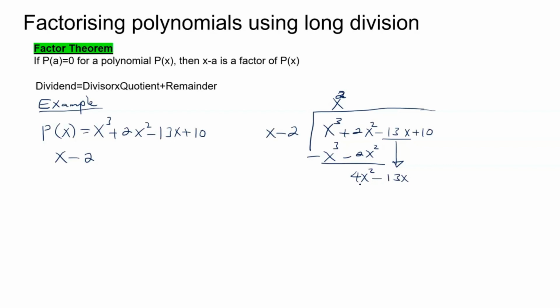Again, we get rid of the 4x squared, the highest degree term, so we multiply by 4x. 4x times x gives 4x squared, and 4x times negative 2 gives negative 8. We take away, which gets rid of the first term. That gives me negative 5x, and I put this down.